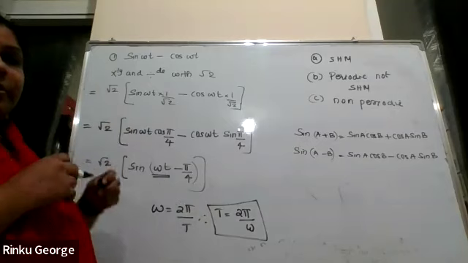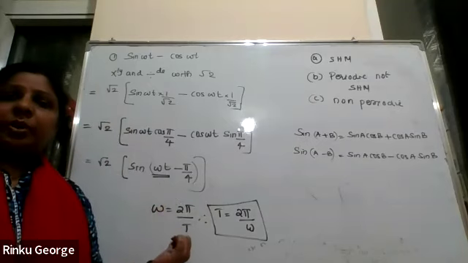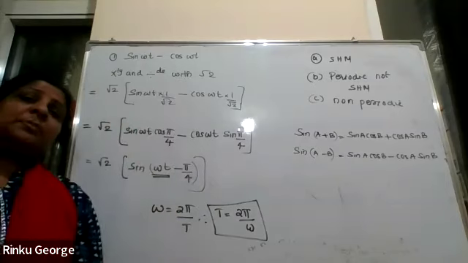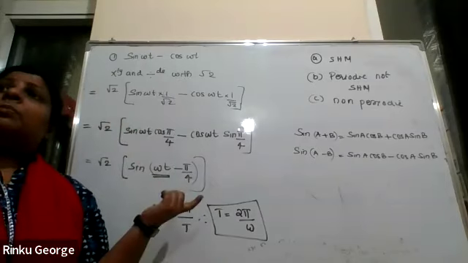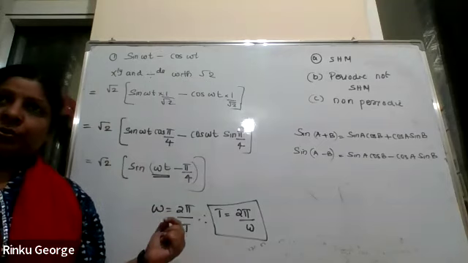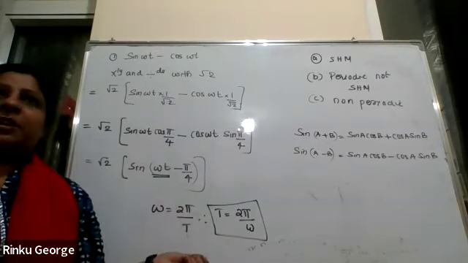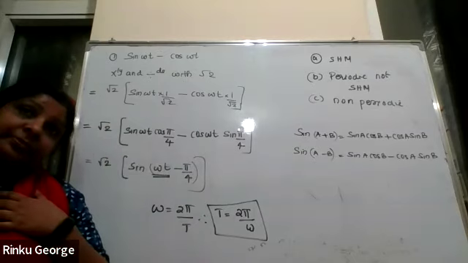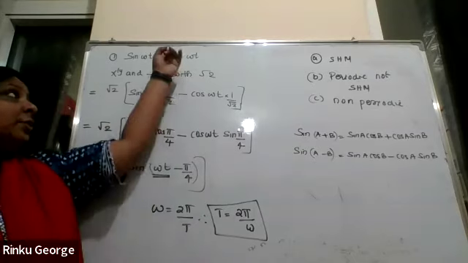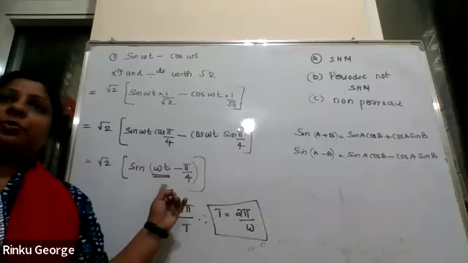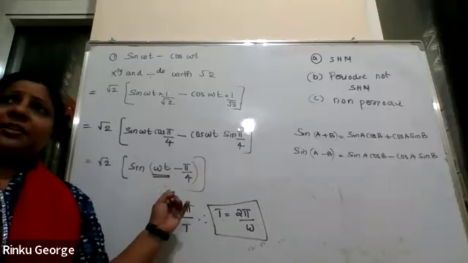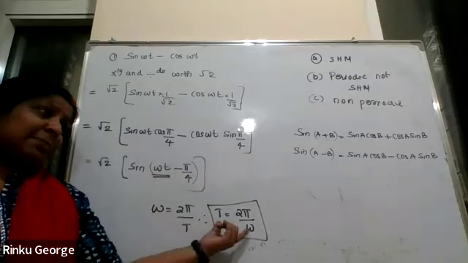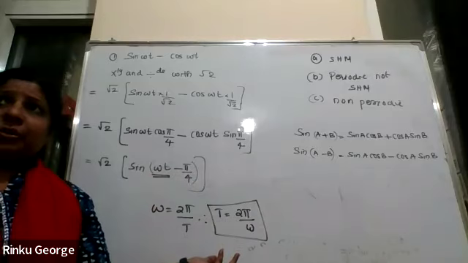The next question we will do. Is it clear, this one? All of you clear? Okay. So instead of minus, if it was plus also, you will multiply and divide by root 2, and you will get it in the form sin(a plus b), that is sin(omega t plus pi by 4). There also the time period will be the same. Understood, right?